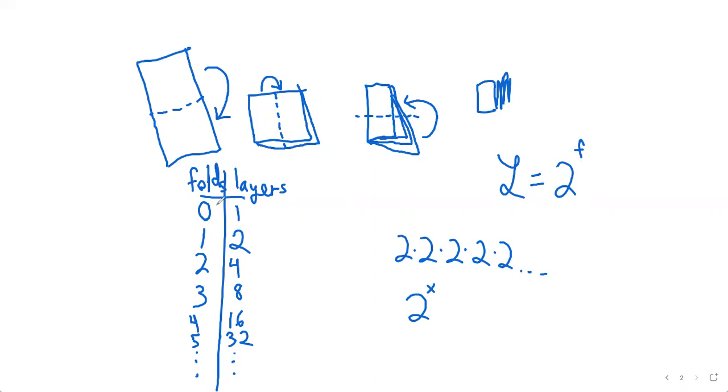Okay. The only thing that looks a little bit weird is, what do you do when you plug in a 0? Is that really going to work? You know, because 0 folds was 1 layer thick. It wasn't 0 layers thick.